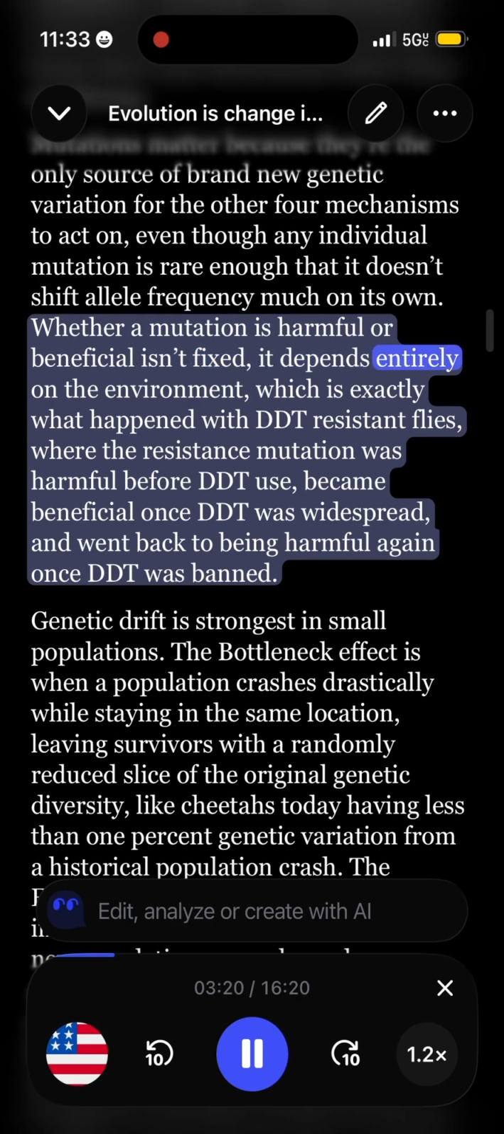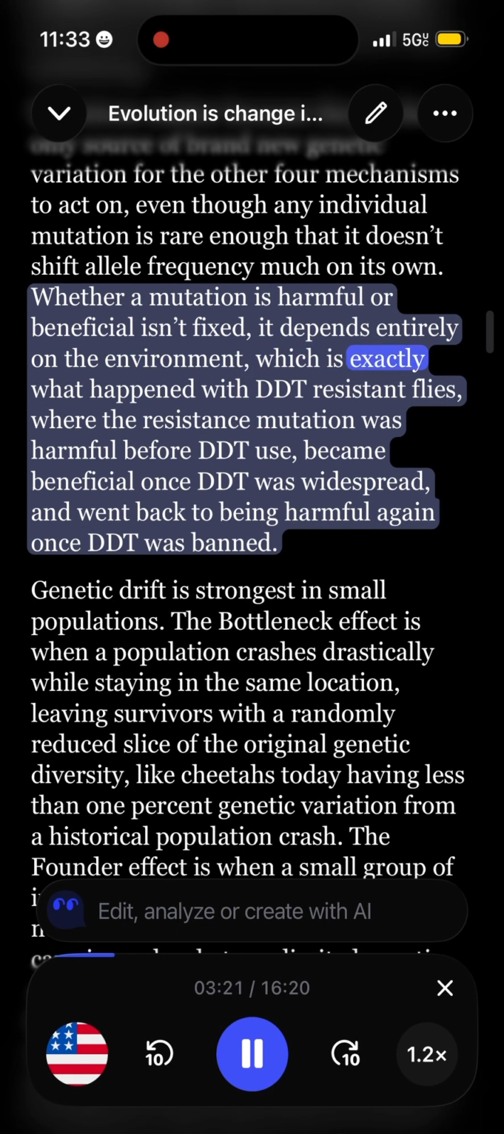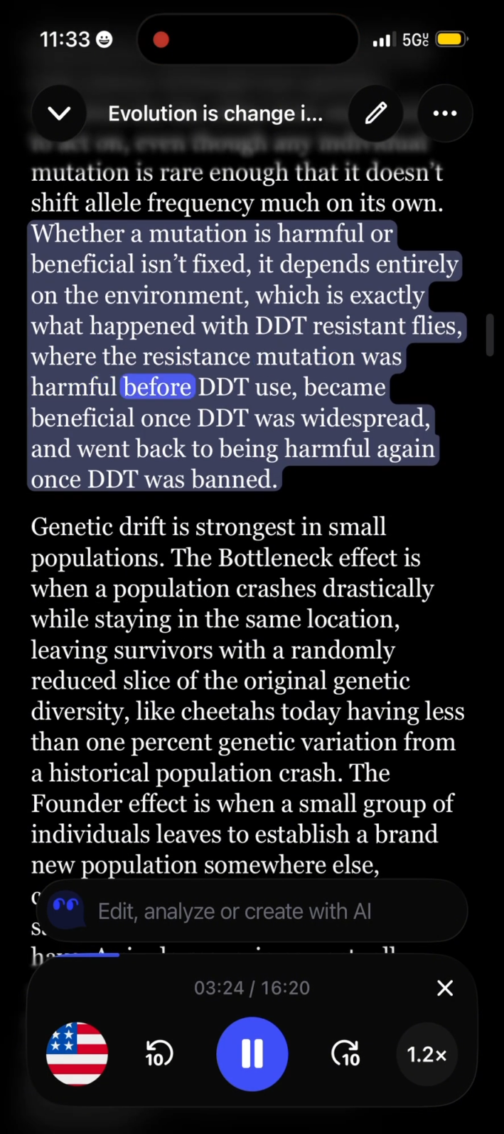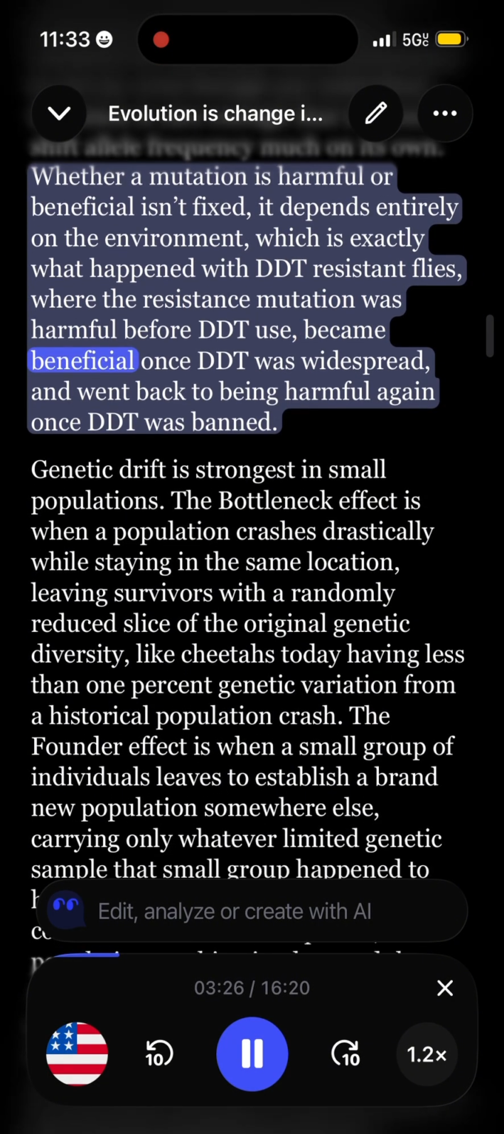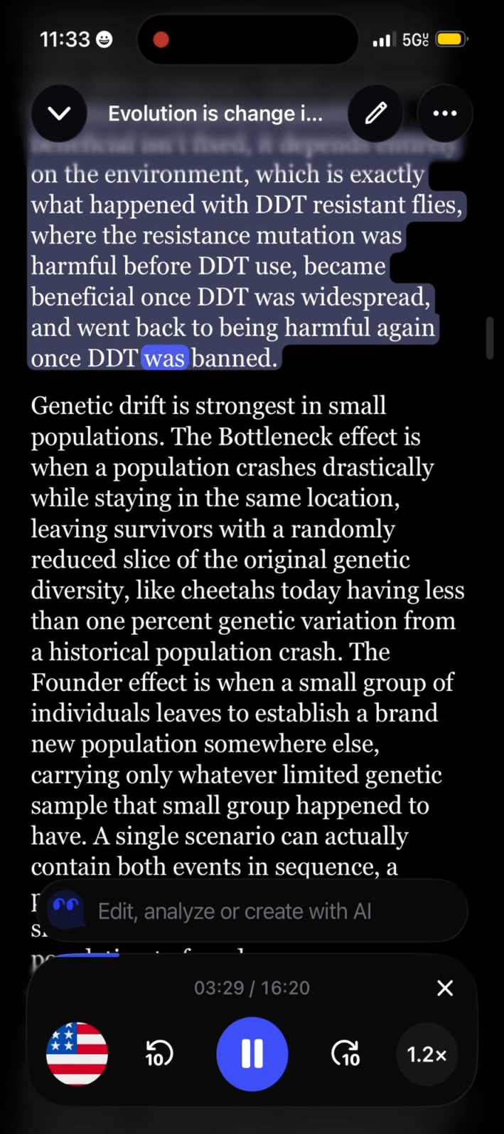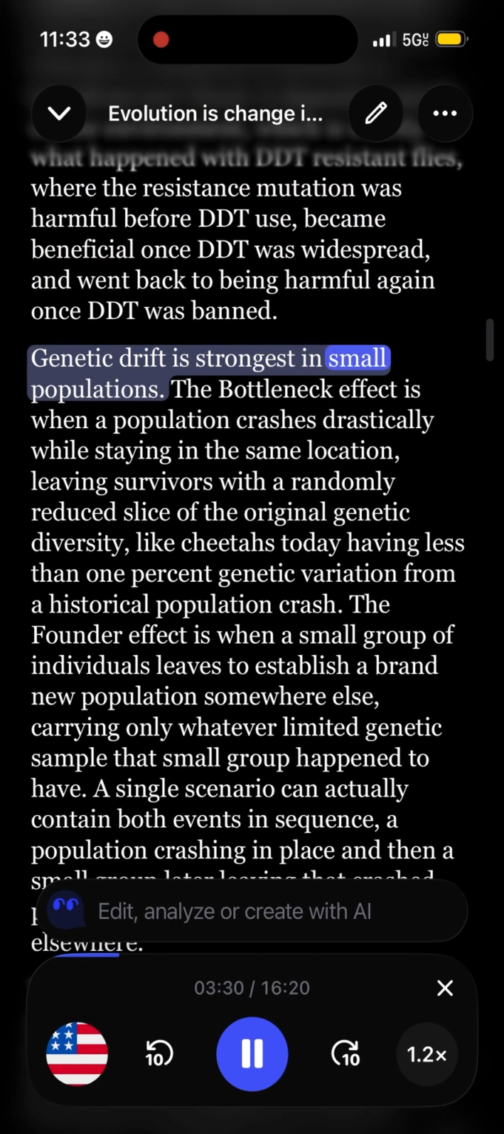It depends entirely on the environment, which is exactly what happened with DDT-resistant flies, where the resistance mutation was harmful before DDT use, became beneficial once DDT was widespread, and went back to being harmful again once DDT was banned. Genetic drift is strongest in small populations.